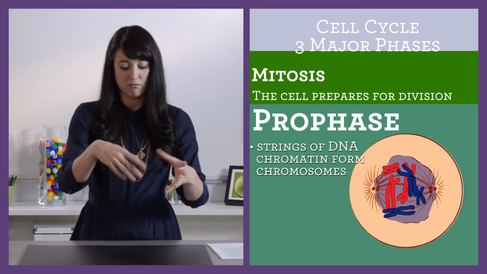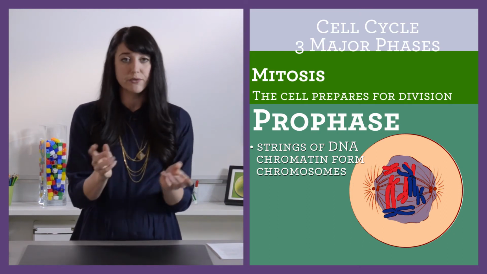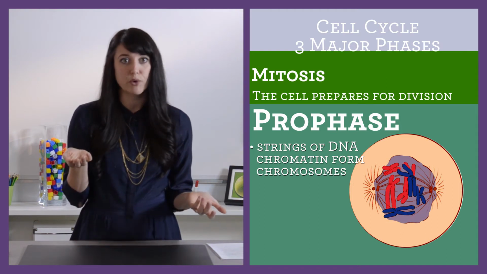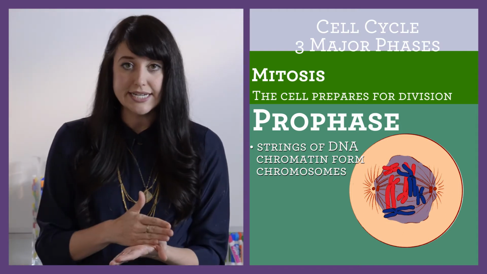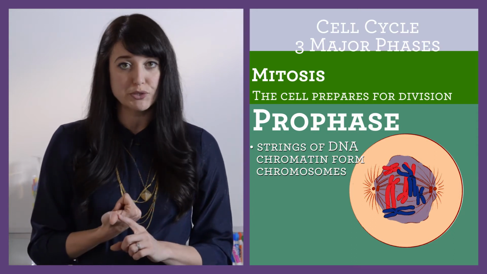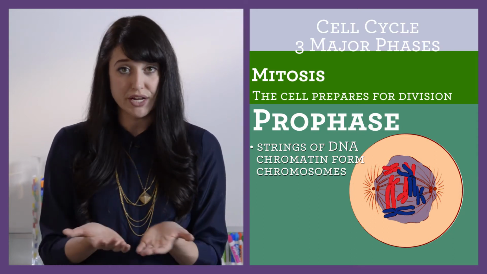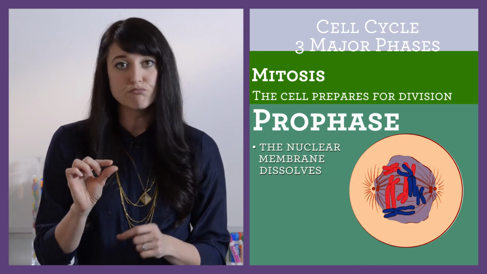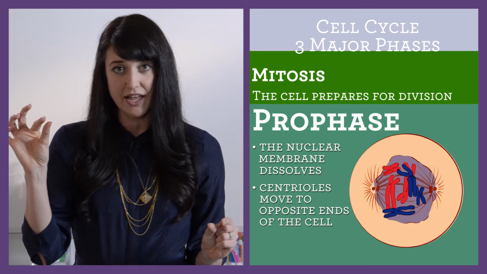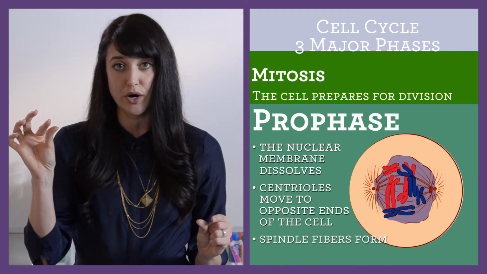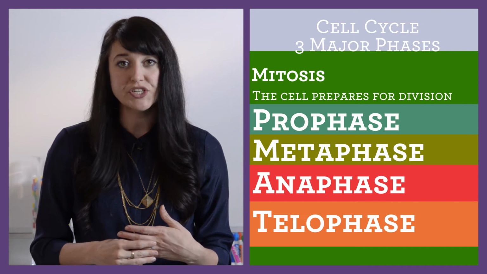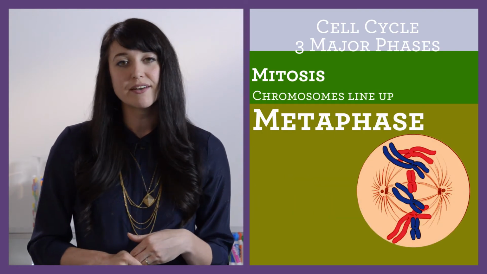You wouldn't give them jumbled up string. You would give it to them in a spool so that it's easier to transport. So, DNA chromatin forms chromosomes. The nuclear membrane starts to dissolve, and centrioles move to opposite ends of the cell as spindle fibers start to form. This then gets the cell ready for the next phase, which is metaphase.